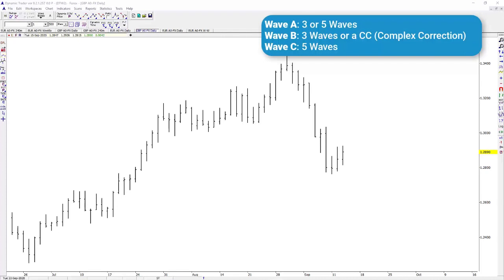The wave B must subdivide in a corrective structure. Very typically, the wave B subdivides into 3 waves itself, but as long as it's some kind of corrective structure, a wave B can never be a 5-wave impulse trend. And a wave C should always subdivide into 5 waves. Wave C of an ABC correction should always be a 5-wave impulse trend.